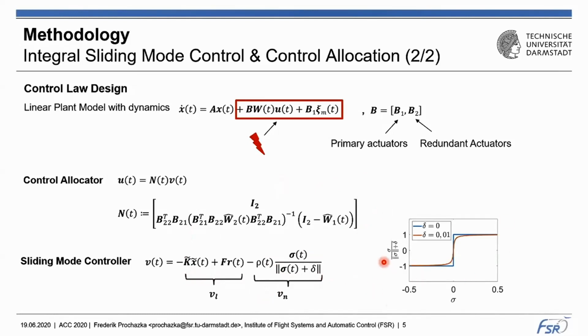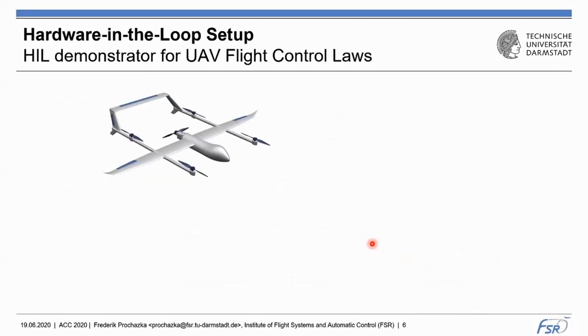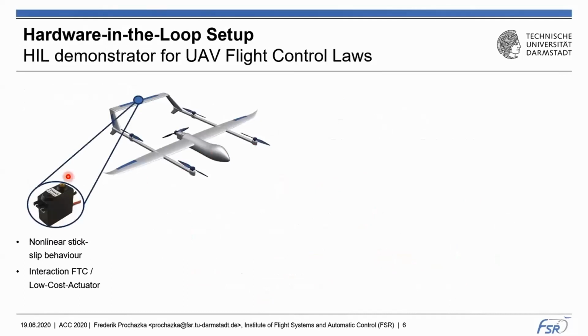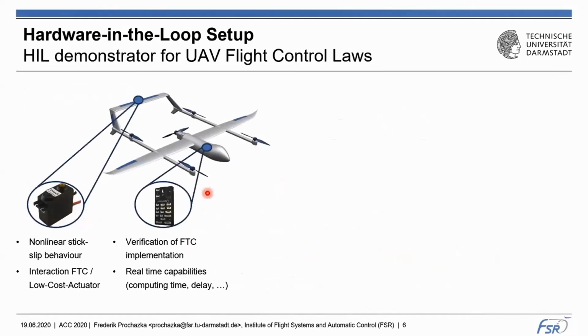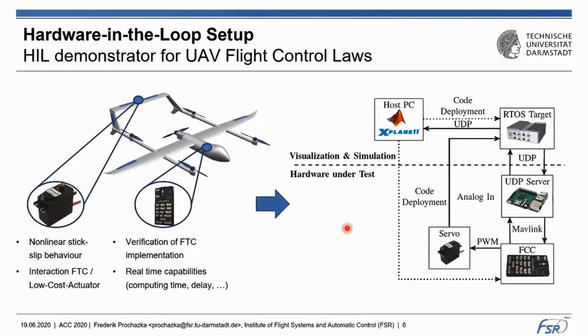And to test our UAV flight controllers, we built a hardware-in-the-loop demonstrator, which incorporates a RC servo as well as a PSoC 4 flight controller, which is also used in the actual aircraft. Here you can see a diagram of our HIL setup, which has a Speedgoat real-time target machine at its heart.